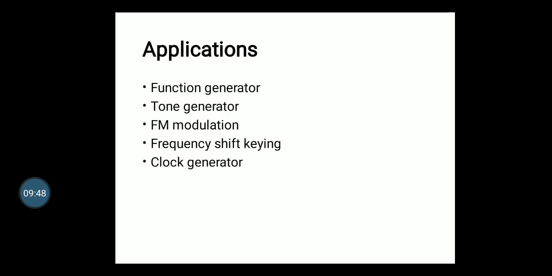So the overall purpose of the voltage controlled oscillator is that it is an oscillator whose oscillating frequency varies in response to a control voltage VC. Thank you.